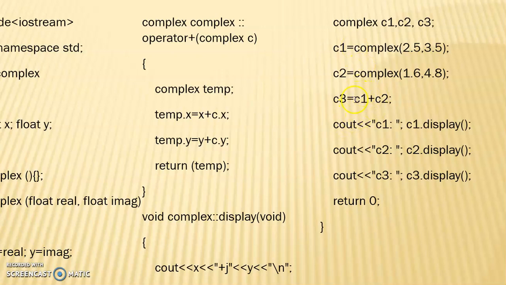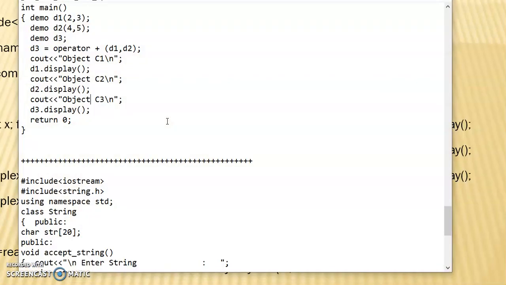So basically it would mean the x of c1, and this c2 is the one that is passed as the argument. So c.x will be referring to the x of c2. So that is a basic concept over here. You're adding these two contents to create a resultant one.